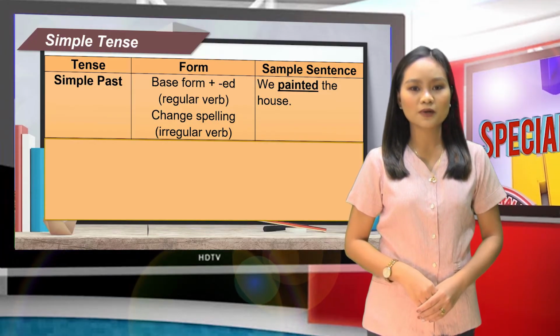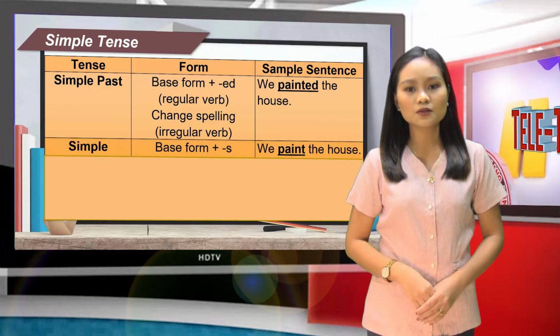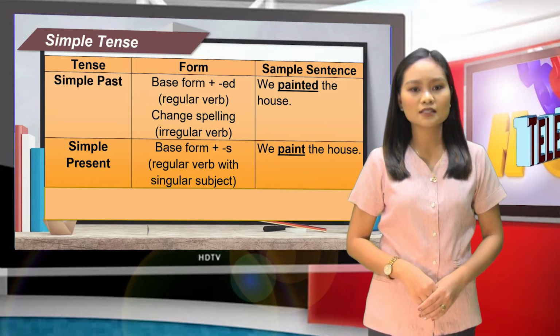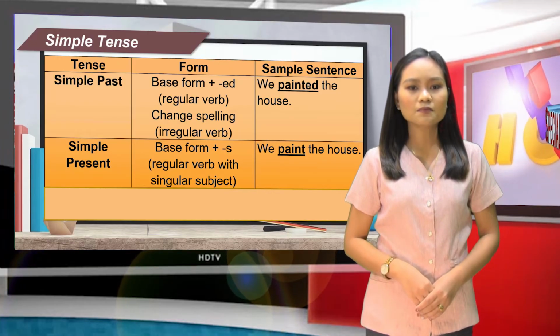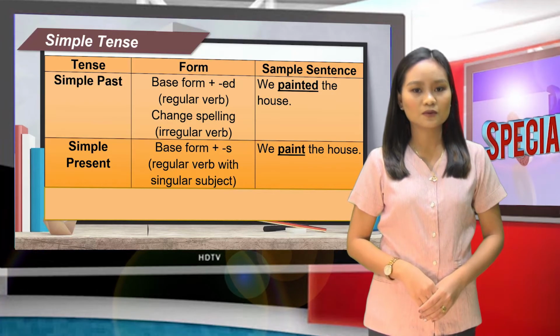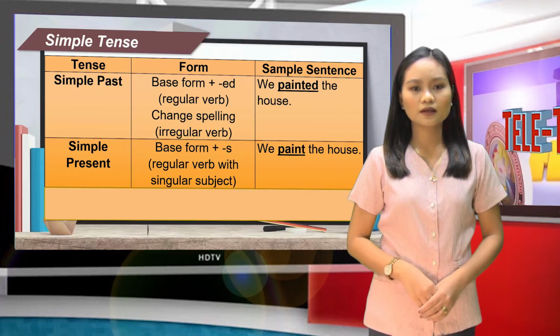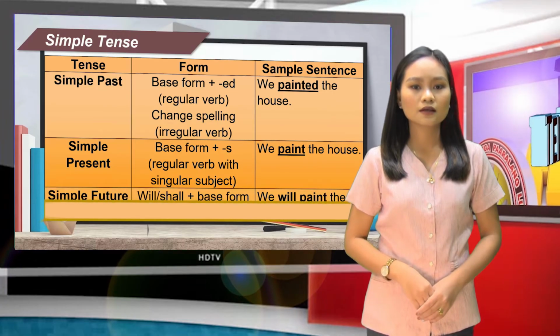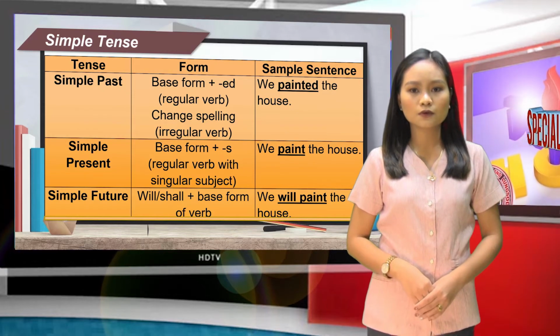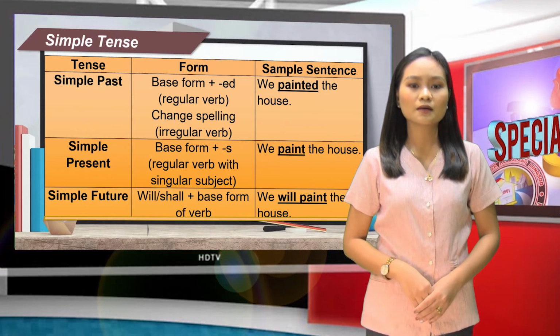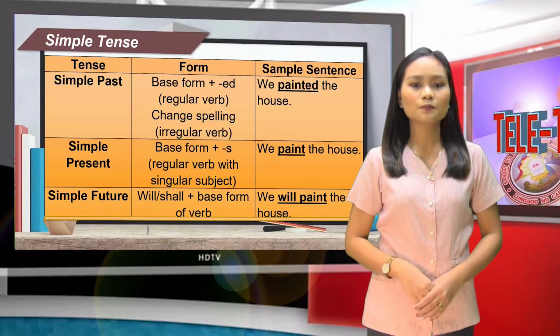To form the simple present tense, we are going to use the base form plus s for regular verb with singular subject. Sample sentence. We paint the house. And for simple future tense, we are going to use will or shall plus base form of the verb. Sample sentence. We will paint the house.